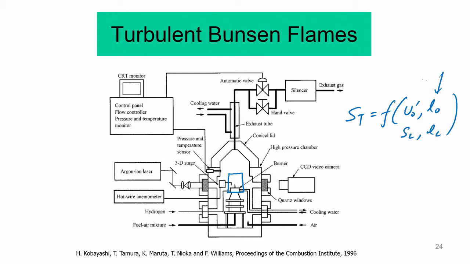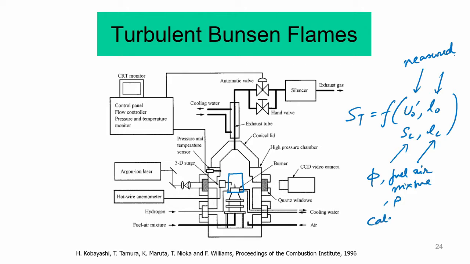And SL, the planar laminar flame speed, and LL. So the flow parameters need to be measured, whereas these can be computed. For a given phi, a given fuel-air mixture, and a given pressure, your SL and LL can be calculated using Chemkin premix or Cantera. Okay, so these things can be calculated.